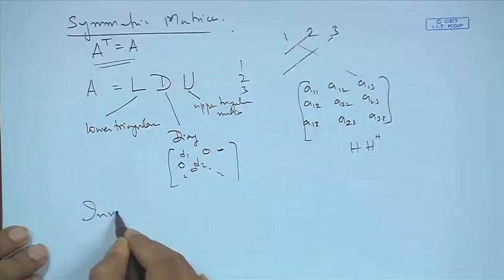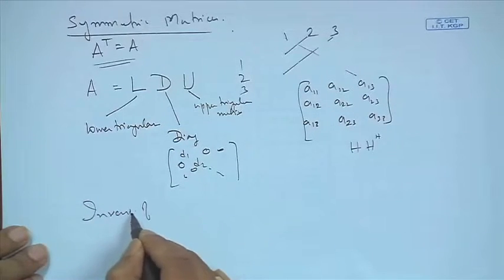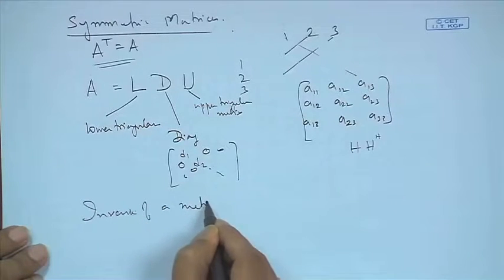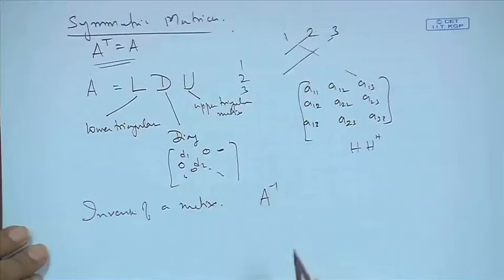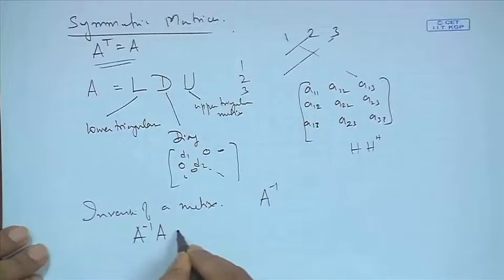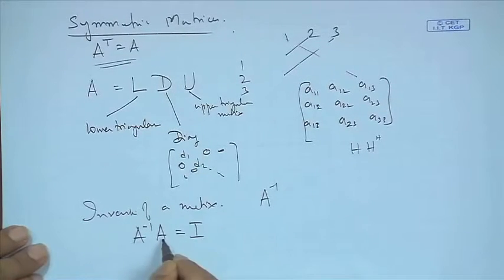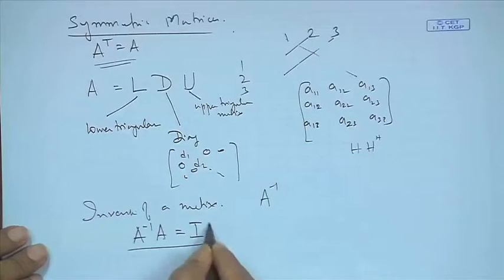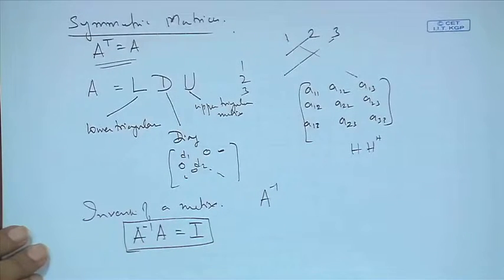Next, we move to the inverse of a matrix. It is represented by A inverse. If an inverse exists, then we have A inverse A is equal to I. That means if I multiply the inverse with the matrix, I get an identity matrix. That's the fundamental definition of what an inverse should be, if it exists at all.